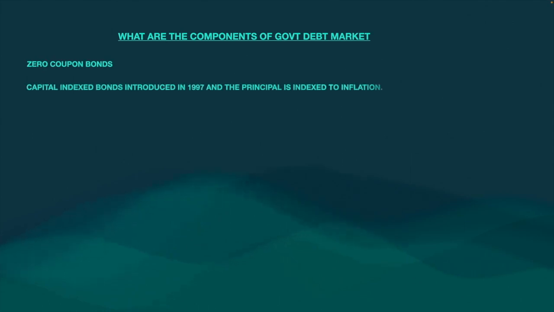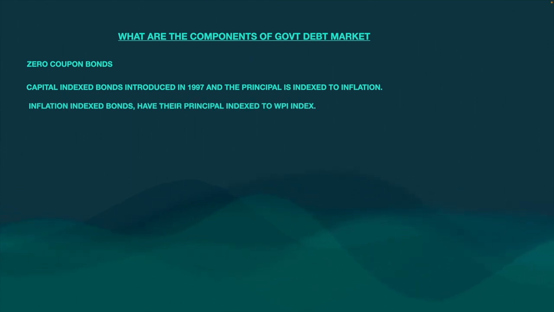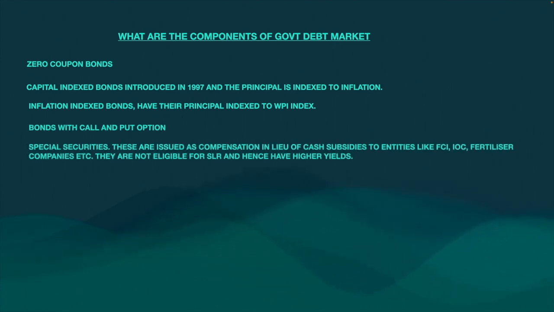Now coming to the zero coupon bonds. See, other than G-SECs, you have got something called a zero coupon bond. Then there is something called capital index bond, which was introduced in 1997, where the principal amount, that is 100 rupees, will always be indexed to inflation. As inflation rises, the principal amount will also rise. As inflation decreases, the value of the principal amount will decrease. Inflation index bonds have their principal indexed to the wholesale price index. We have already discussed in detail bonds with call and put option.